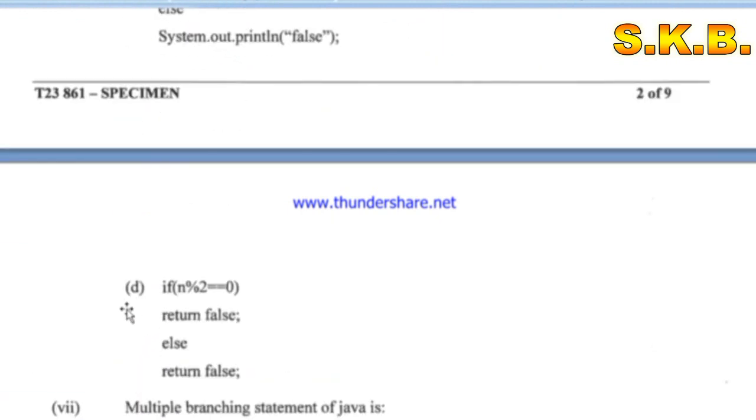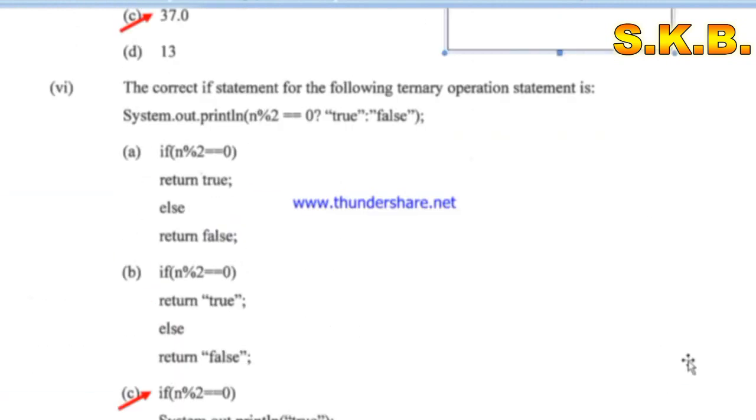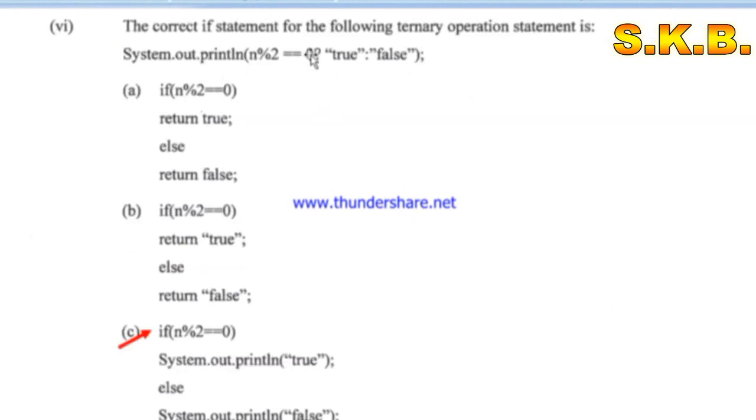Option D you can see once. Okay, once you read the question, students, the correct if statement for the following ternary operation statement is System.out.println within the first bracket n percentage 2 is equal to 0, question mark, true, false. As you all know, students, what type of operator is it? It is a ternary operator.